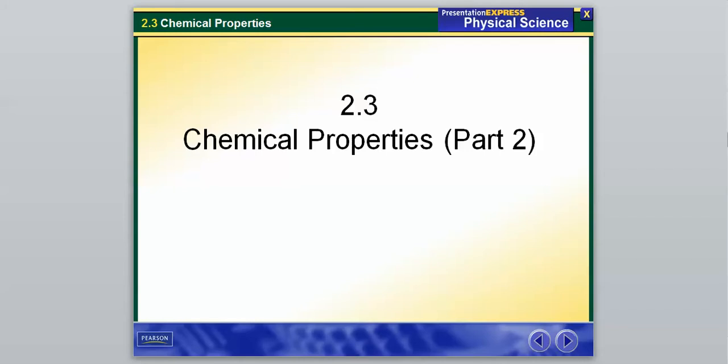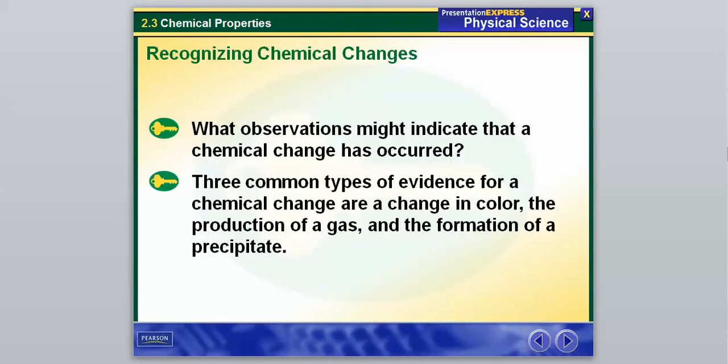Hello Physical Science. We're going to wrap up Chapter 2 today. I'm talking about chemical properties still. So if you remember, we talked about the first two chemical properties being flammability and reactivity. So we're going to continue on with that, and we're actually going to talk more about how we can tell that a chemical change has occurred. What observations can we make that tell us a chemical change has occurred?